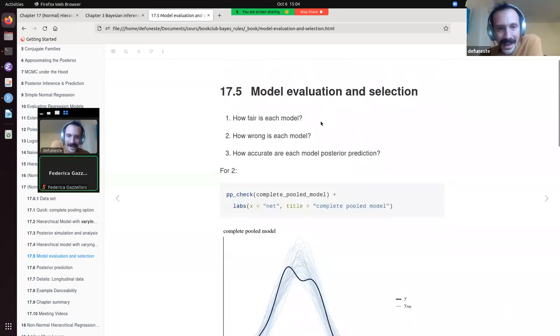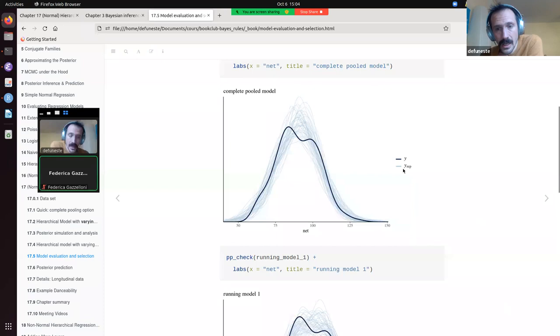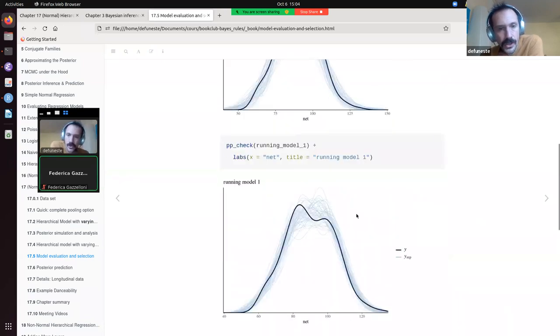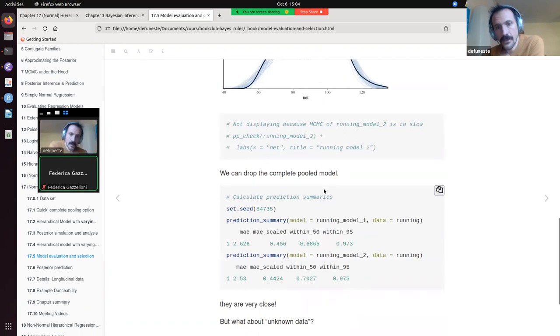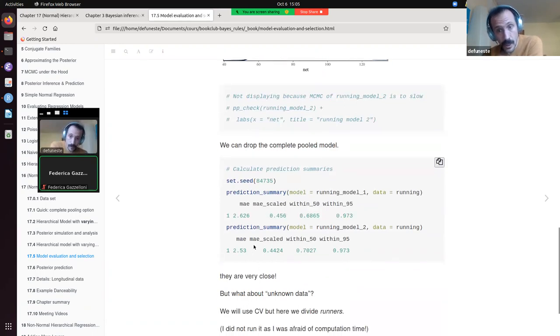Okay. I will just quickly go over the model evaluation, which is not important here because the models are fair. But this is always a question that you should consider when you are doing data analysis and data modeling: how wrong each model is and how accurate each model is. We see the complete pooling model is bad, but we do not see too much difference between the first model, where we just take into account different slopes, and the other one, where we have slope and edge with different parameters. If we check the predictions, on every metric you pick, they are very close.